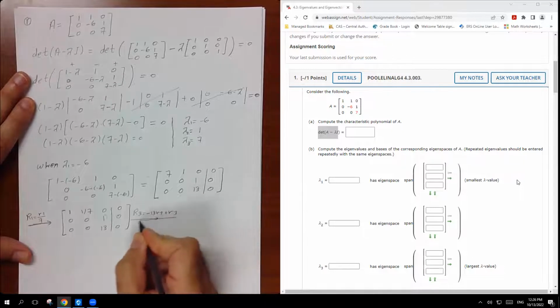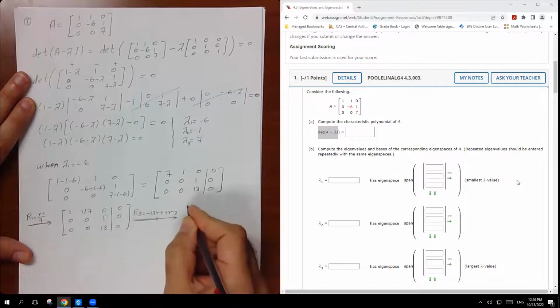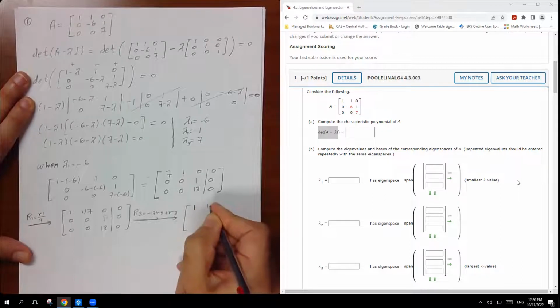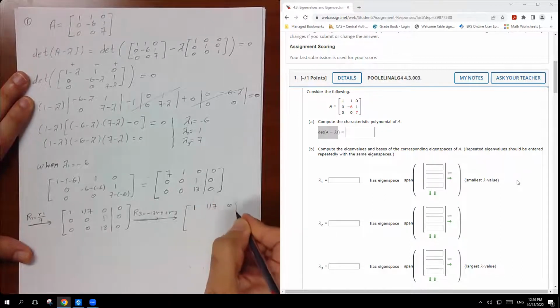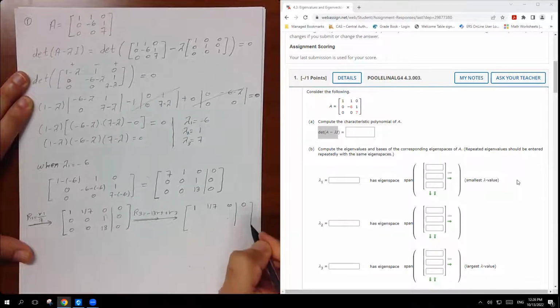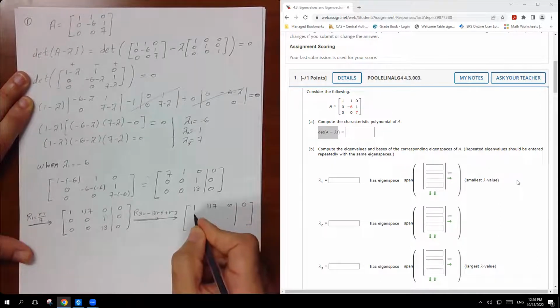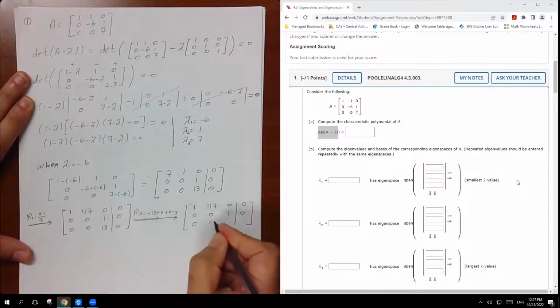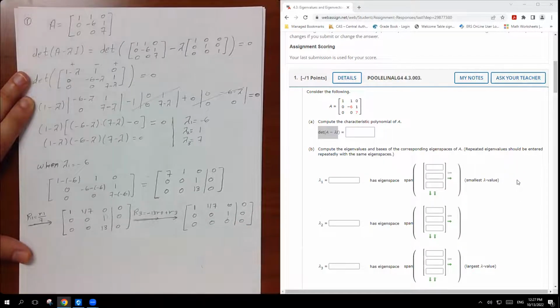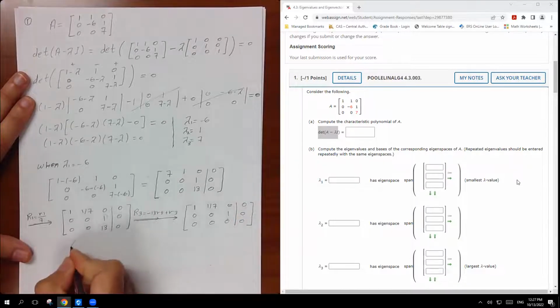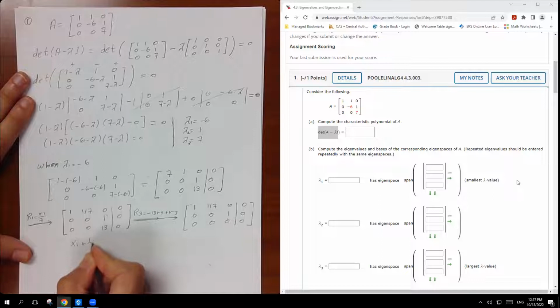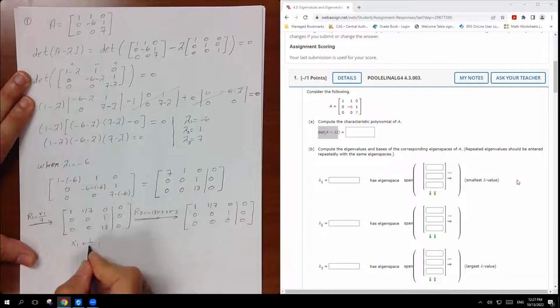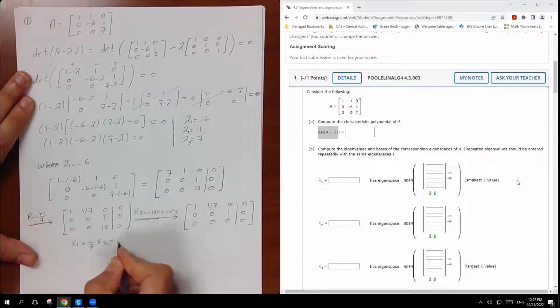That means the new matrix is going to be 1, 1 over 7, 0, 0. And the second one is going to be 0, 0, 1, and here is 0. The third one just is going to be all zeros. Now we're done. Let's find the null space x1, x2, and x3. That means x1 plus 1 over 7 x2 is going to be equal 0.